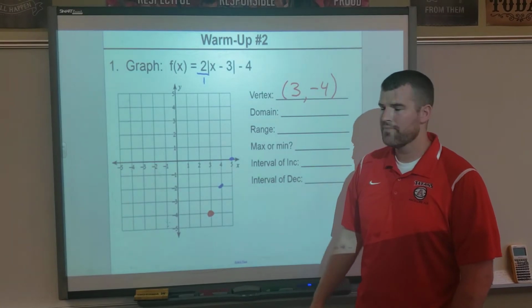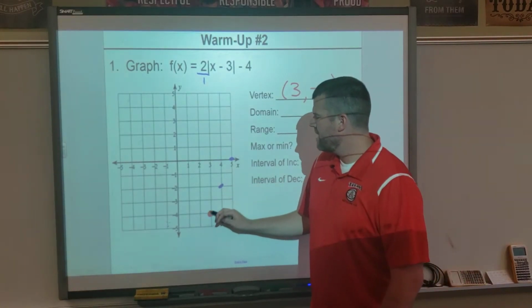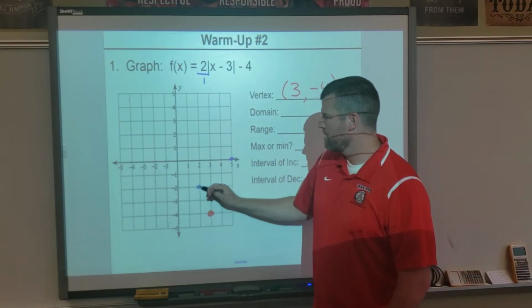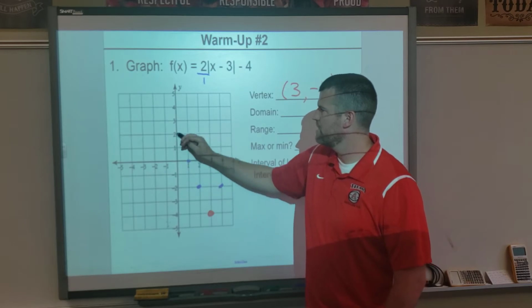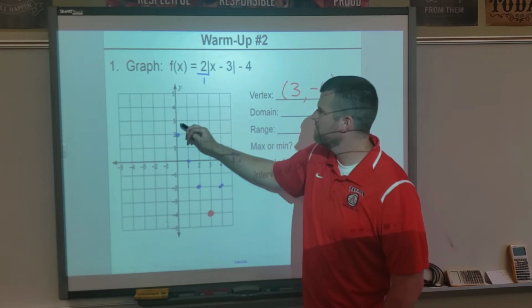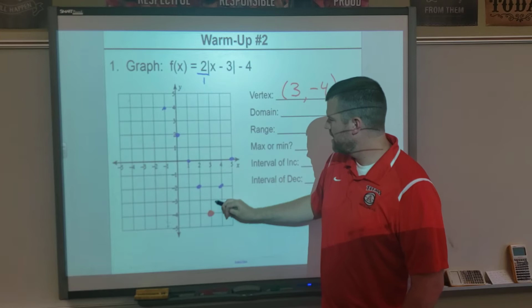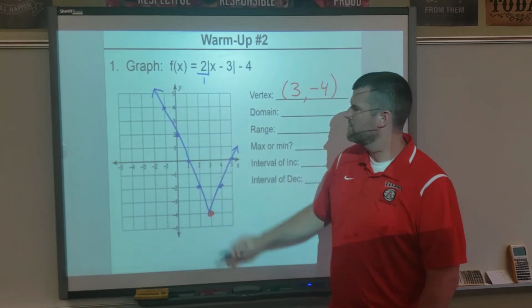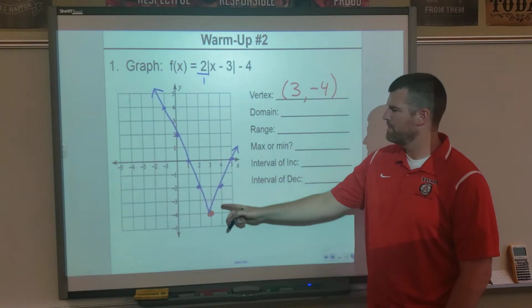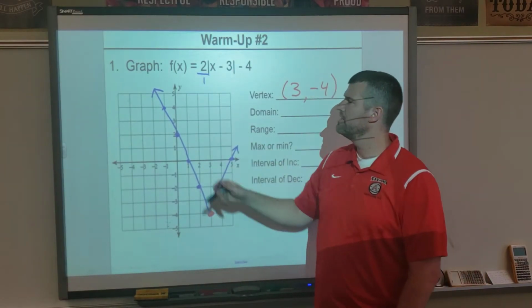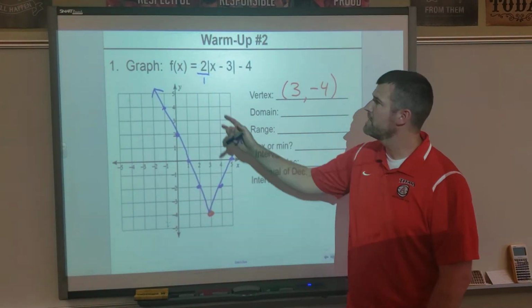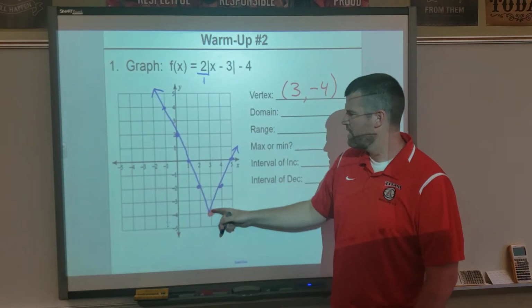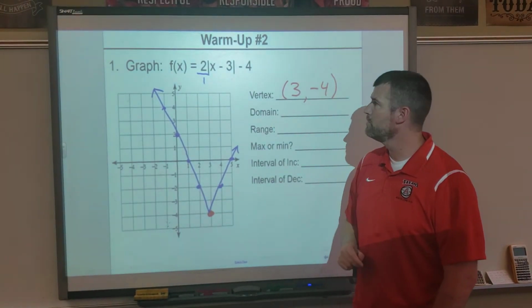I'm now out of room. And then to make a V, I'm going to go up 2, backwards 1, up 2, backwards 1, and I'll continue to do that the rest of the graph. And then I end up with a nice V shape, which is absolute value, opens up because it was positive. It's fairly narrow because our A value was 2, so we went up 2 for every time we went over.